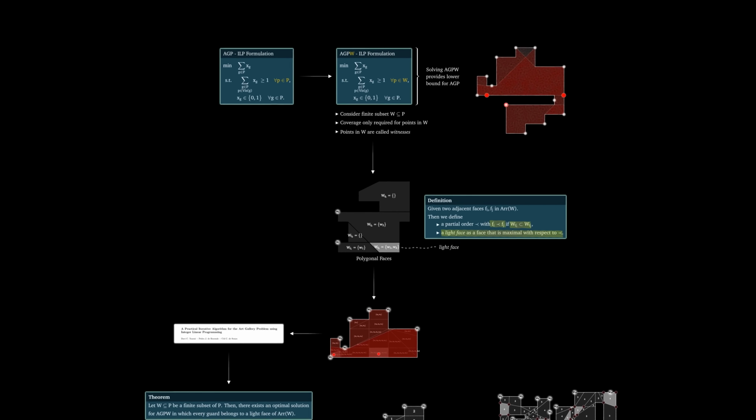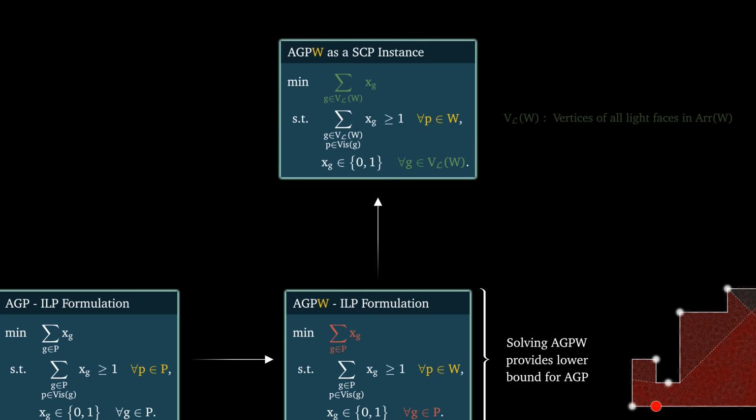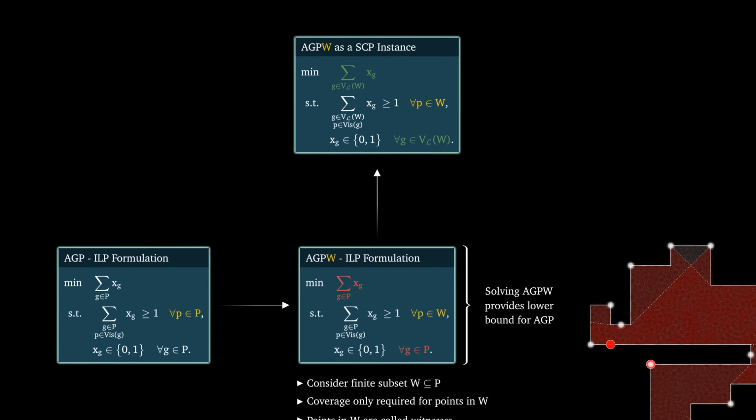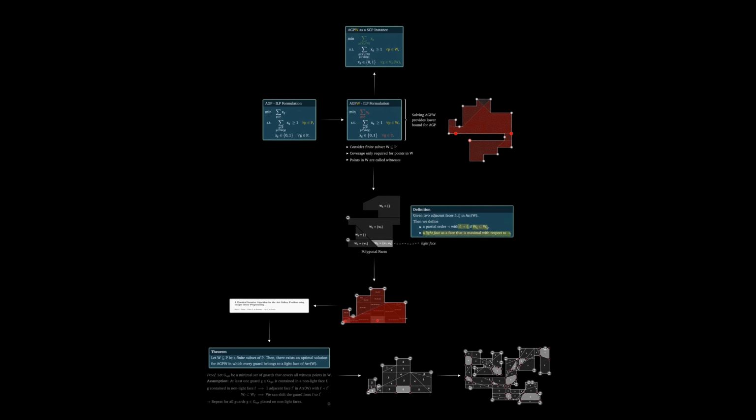The issue with the AGPW optimization problem was that it contained infinitely many variables, and therefore an objective function represented by an infinitely long sum. The theorem from the paper allows us now to reduce the potential guard placements to only the vertices of the light faces from the arrangement created by the witness set. Therefore, the whole problem breaks down into a set cover problem. All this leads to a simple algorithm which can also be modified to finally solve the art gallery problem.